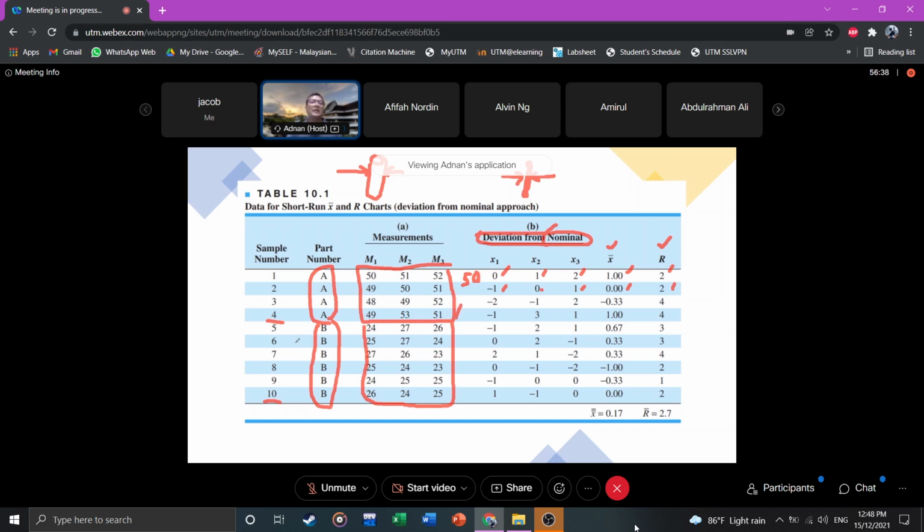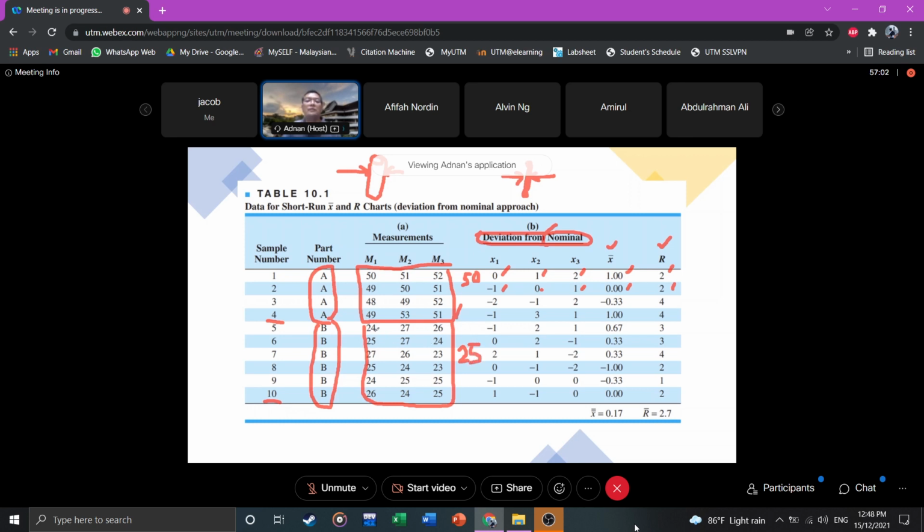Okay, now you have the component B. For B, the measurement is starting at 24, 27, 26, not 50s, because it's a smaller size. So what you do here, we have to take the nominal. The nominal value for this is 25.